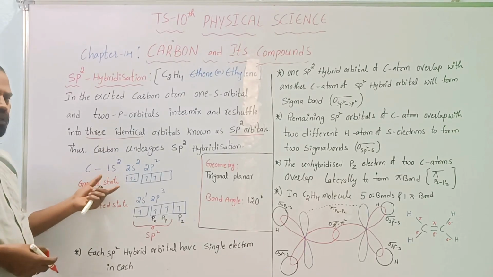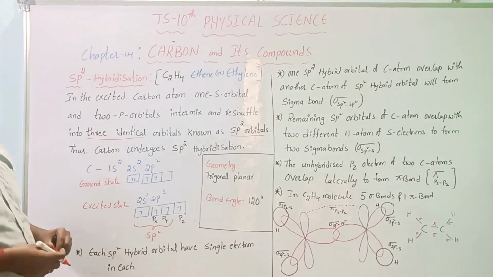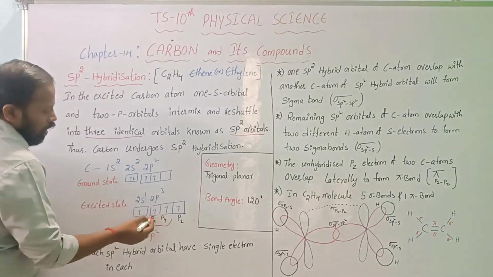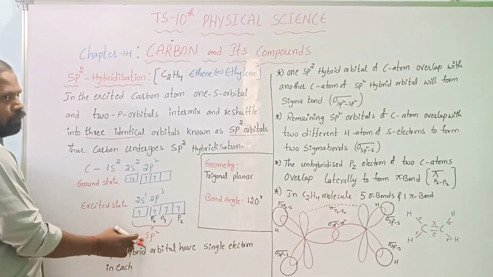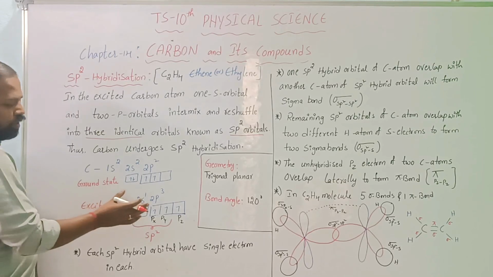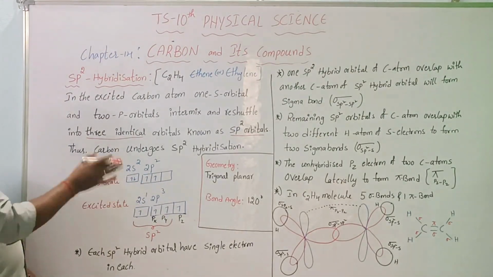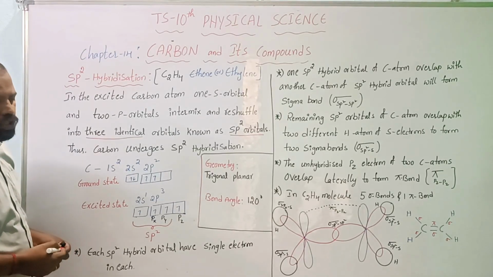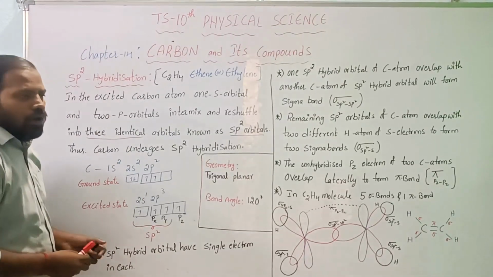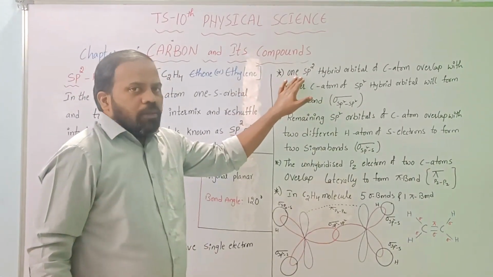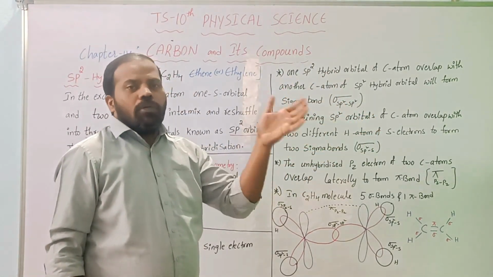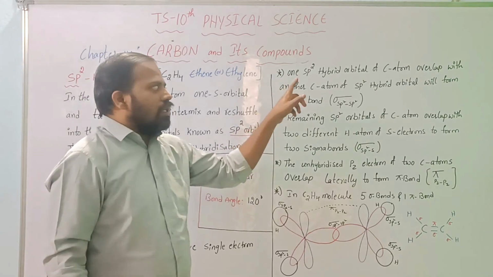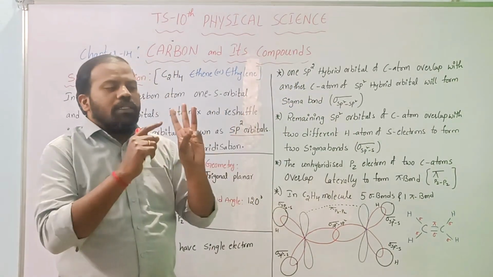The ground state and excited state configurations are the same, but here only 2 p orbitals are involved, so that is sp2. It means in the carbon atom there are 3 hybridized orbitals, and 1 unhybridized orbital will be there in the sp2 hybridization. So how will the bonds be formed? Each sp2 hybrid orbital of one carbon atom with an sp2 hybrid orbital of another carbon atom will form one sigma bond. So in total there are 3 sigma bonds.